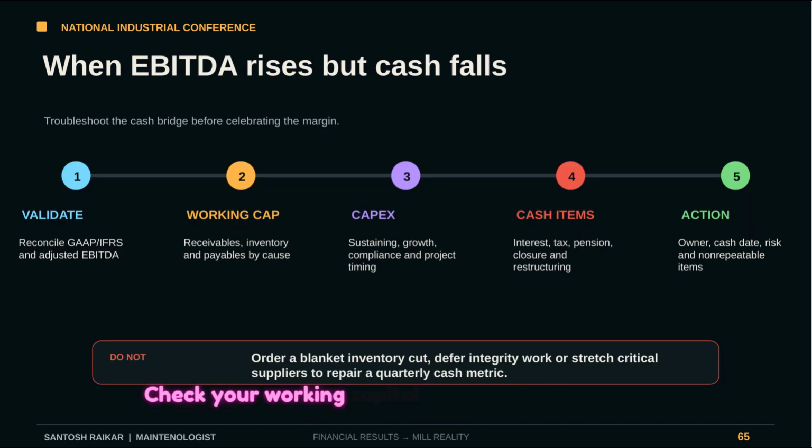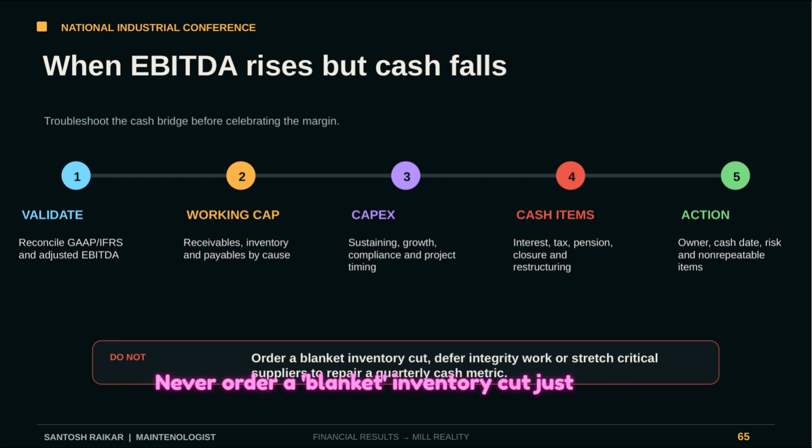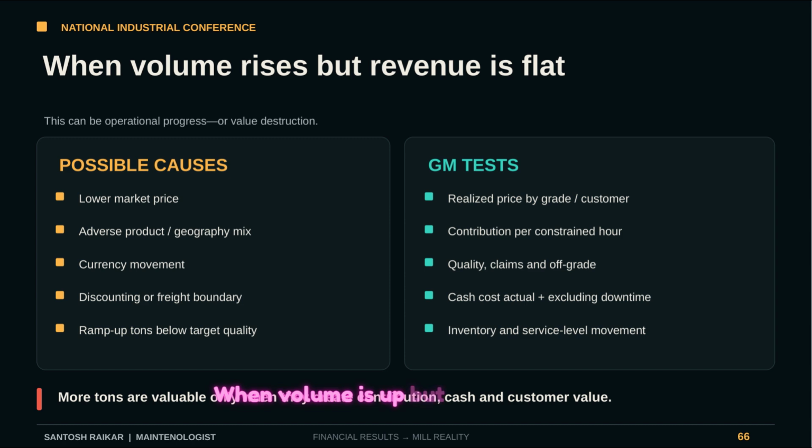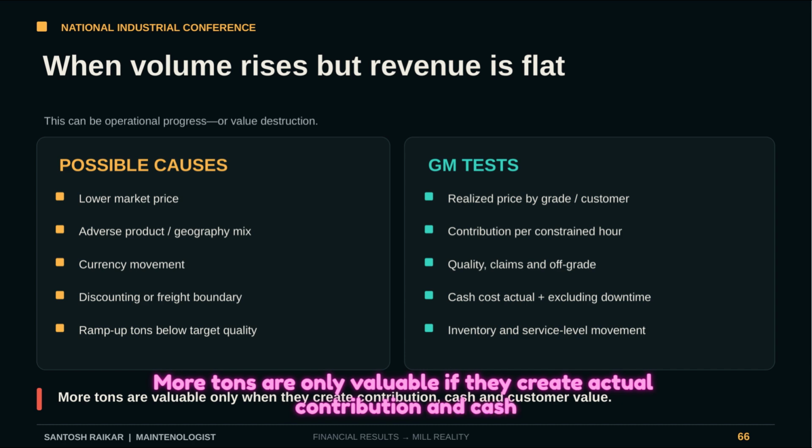What if EBITDA is up, but cash is down? Check your working capital and capital expenditure. Never order a blanket inventory cut just to fix a quarterly cash metric. That often creates more problems later. When volume is up but revenue is flat, you might be destroying value. It could be an adverse product mix or heavy discounting. More tons are only valuable if they create actual contribution in cash.